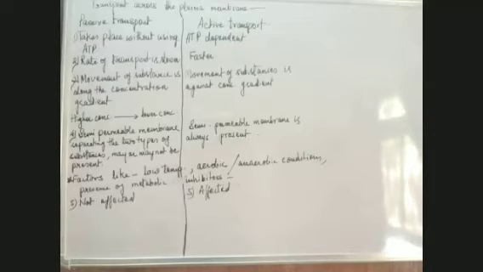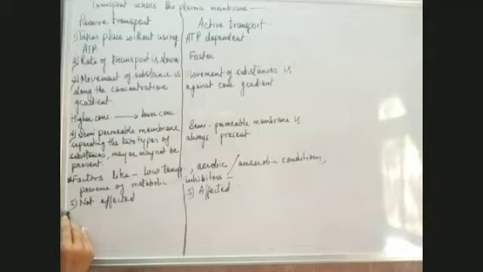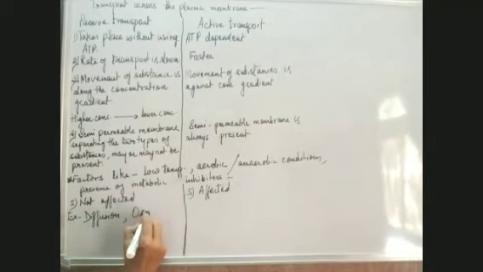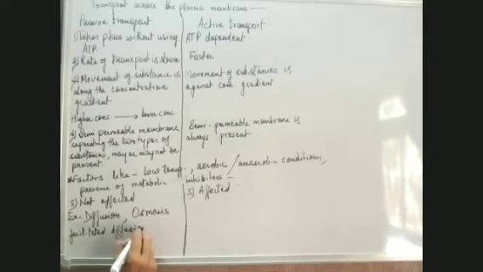Okay, now examples where passive transport is seen and examples where active transport is seen. An example where passive transport is seen is diffusion. Diffusion, you know, it's a process. You must have done it in class 9. Osmosis, diffusion, facilitated diffusion, or only two are enough for you, diffusion and osmosis.